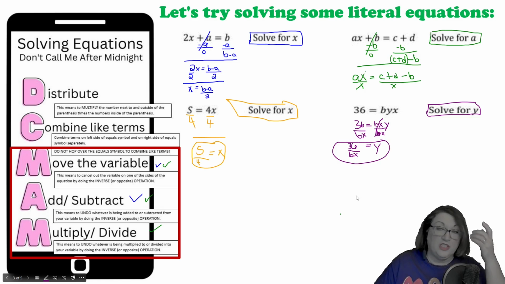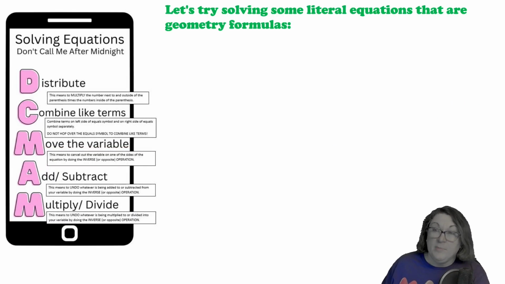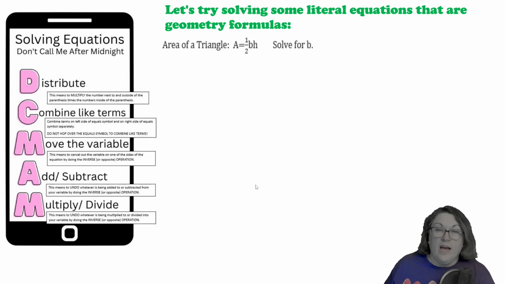And so that's just 4 examples of literal equations. Okay, let's try solving some literal equations that are geometry formulas. The first one we want to try is the area of a triangle: A equals 1/2 times b times h. And they're asking us to solve for the b, which means I have 2 things I need to eliminate, basically. And that's the 1/2 and the h.